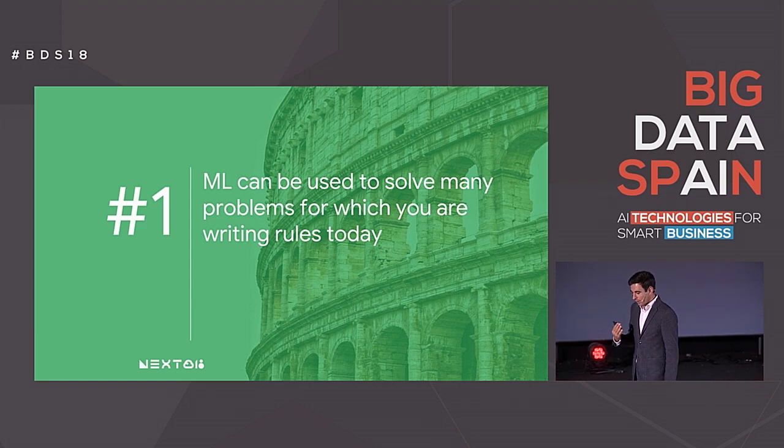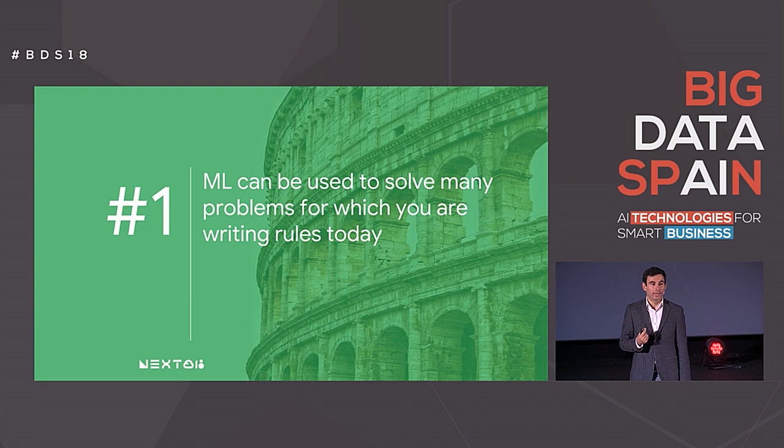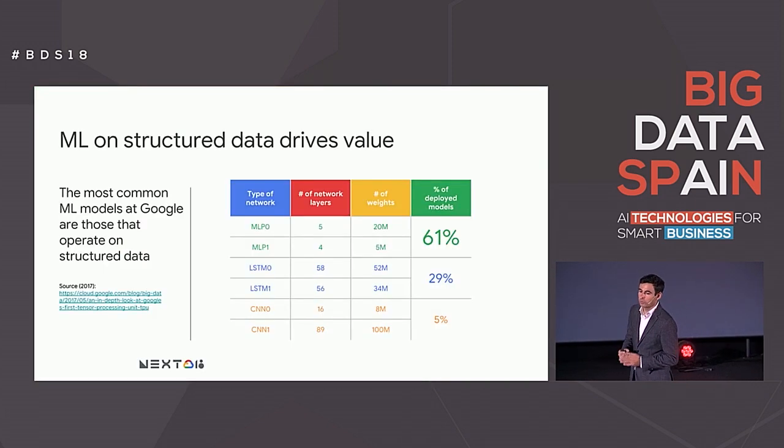As you can imagine, we've had this challenge. We work with billions of users every day. Actually, we have eight solutions that each have over 1 billion unique users every day. So that's scale right there. And for that, we had to understand first how to use machine learning to address things that we were previously addressing through rules. So look for rules in your business.